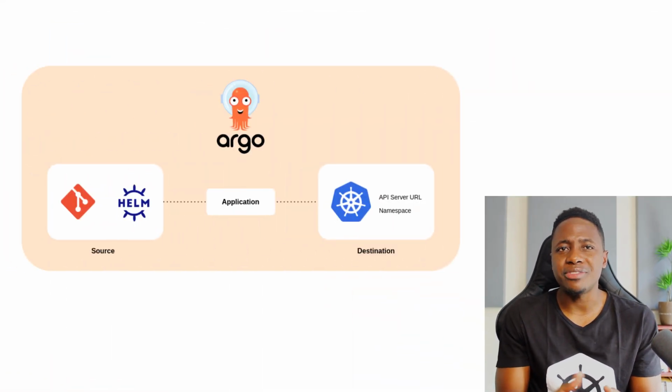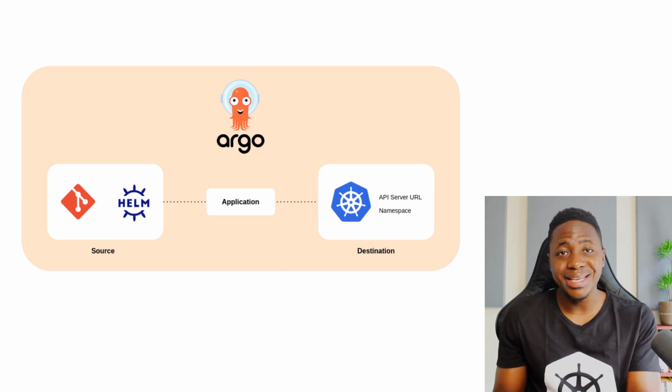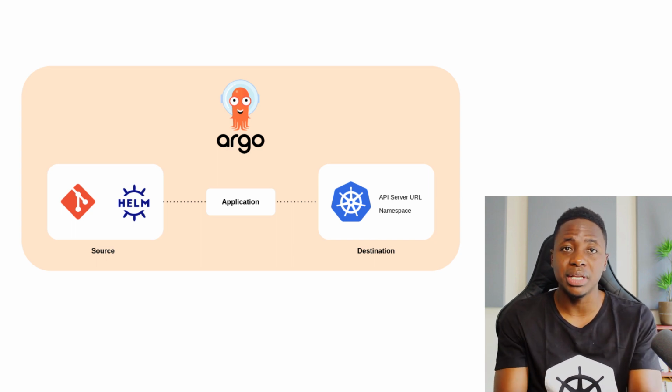But first, let's define what an application is in ArgoCD. An application in Argo defines the source and destination for your Kubernetes resources. The source is the location in a Git or Helm repository where your Kubernetes resource manifests live. The destination is the location where the resources should be deployed in your Kubernetes cluster.